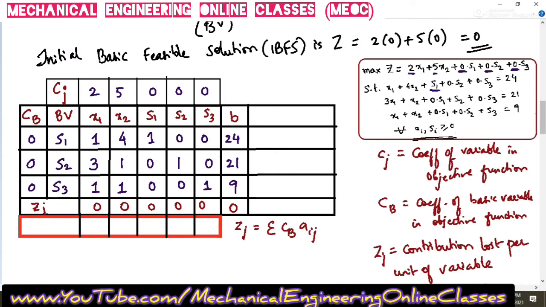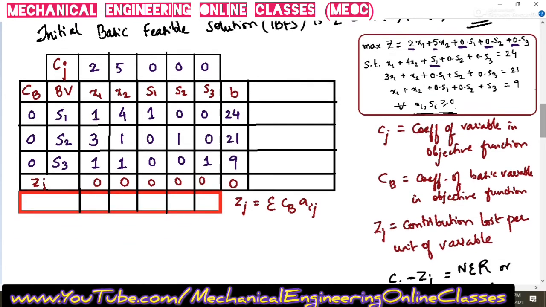Cj is nothing but, this is 2, this is 0. Cj minus Zj means C1 minus Z1 is 2 minus 0, which is 2. Similarly, under the second column it is 5 minus 0, which is 5. Here it is 0 minus 0 is 0. 0 minus 0 is 0. 0 minus 0 is 0.